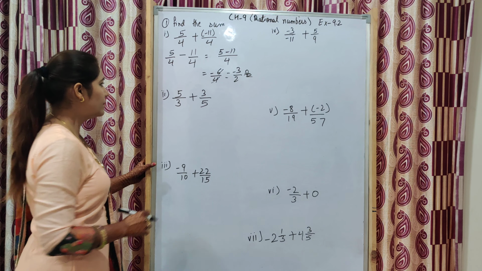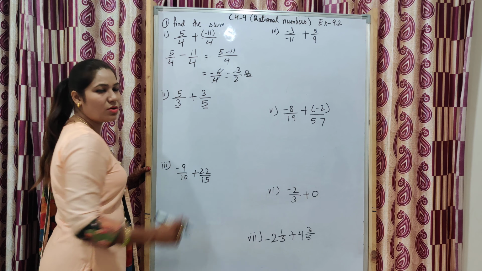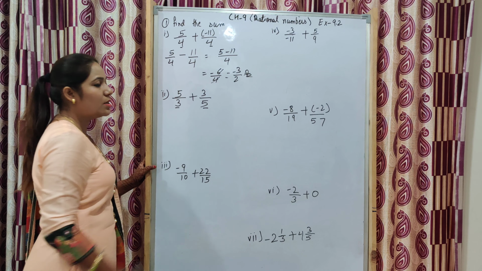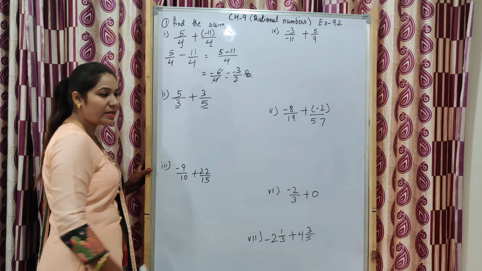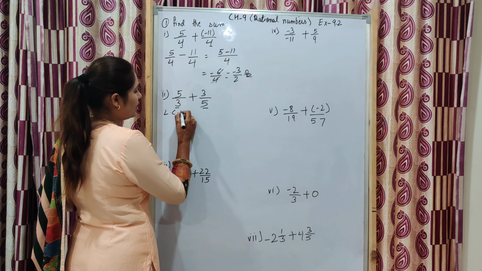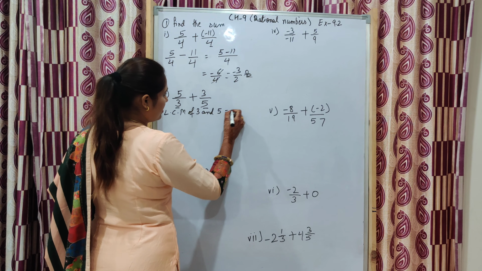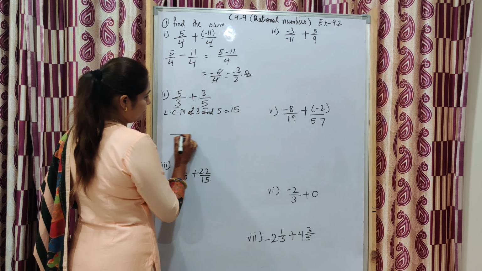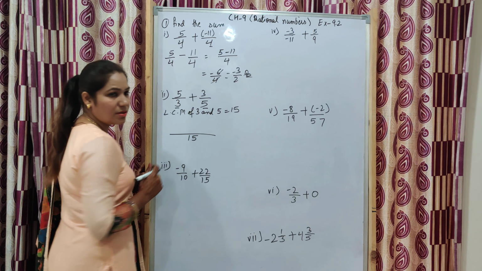Now second part, 5 upon 3 plus 3 upon 5. Now the denominators 3 and 5 are not the same. In the previous one the denominators were the same. Now if denominators are not the same, we will take the LCM of 3 and 5, that you will do in rough work. LCM of 3 and 5 is 15. Now 5 upon 3, with 3 and 5, LCM is 15, you will write here 15.